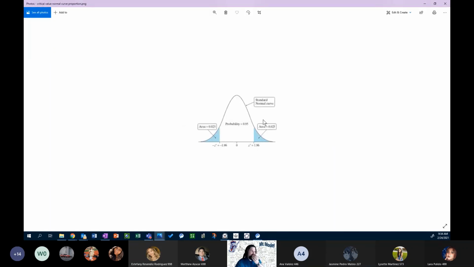So that's why the value I found is only for the area in one tail, the one to the left. So I double it to get the area in the two tails because they have the same area because of symmetry. So doubling it gives me the total proportion of the curve that is excluded from the central part that I want.